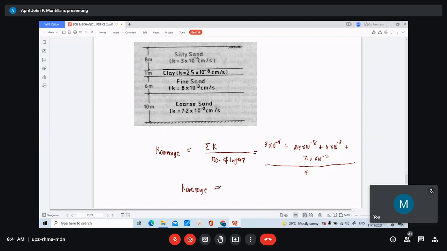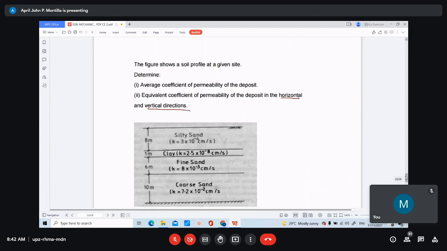What is our average? 0.02, that is in centimeter per second. How about the others? Same. Okay. Now, let's proceed with the second requirement.